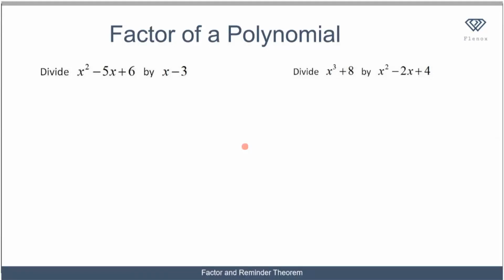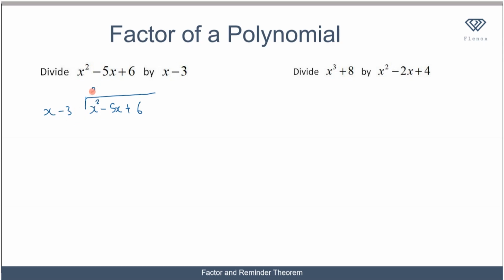So how do we know if a term is a factor of a polynomial? All we need to do is divide by that term, and if the remainder is 0, we know that it's a factor. So for example, let's divide this using long division. We have x squared minus 5x plus 6, and we're dividing it by x minus 3.